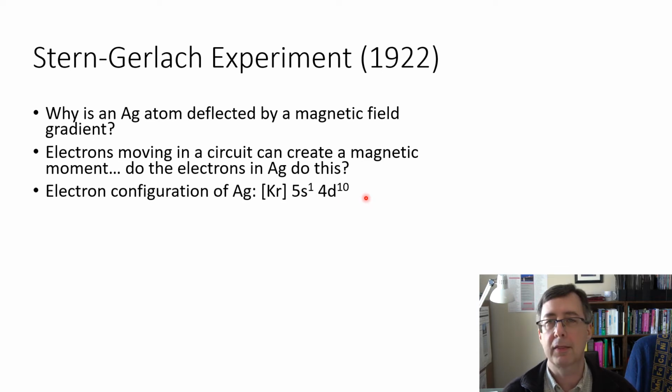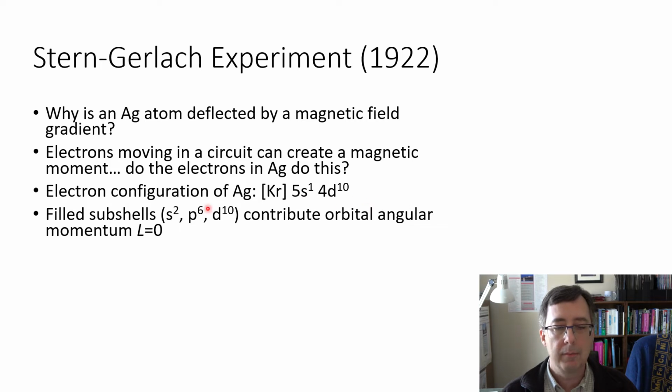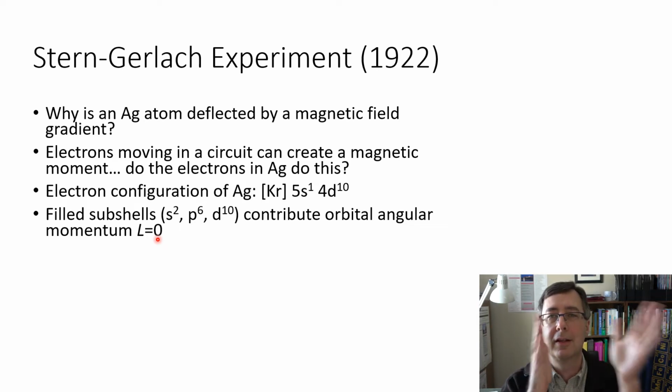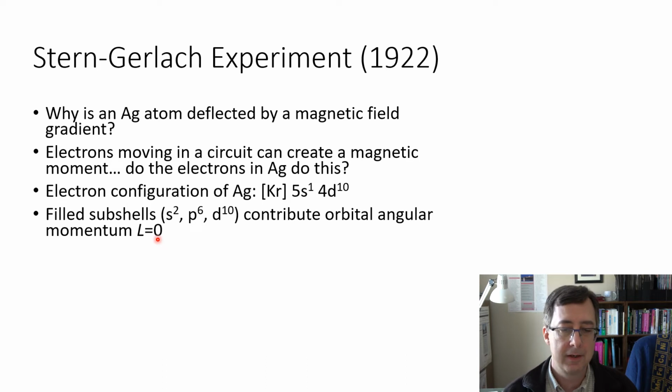All right, would we expect that to create a magnetic moment that could get deflected in a magnetic field? Well, anytime I fill a subshell, so put 2 electrons in an s orbital, or 6 electrons in a p orbital, or 10 electrons in a d orbital, or 14 electrons in an f orbital, that winds up contributing a total orbital angular momentum of L equals 0. So even though a p orbital has an angular momentum of L equals 1, when I add 6 p electrons, they all cancel each other. So anything that's filled gives you no net angular momentum.